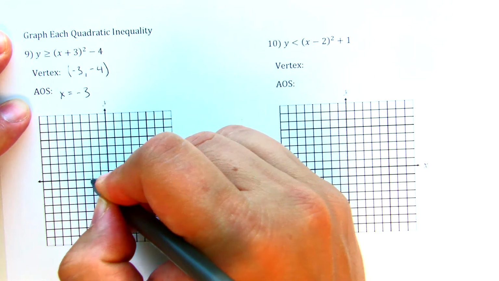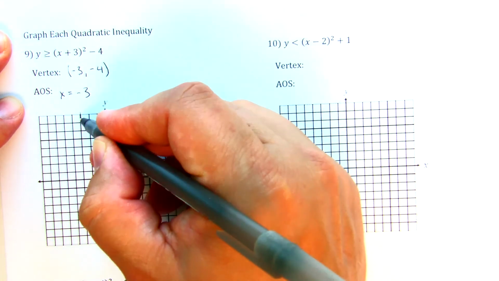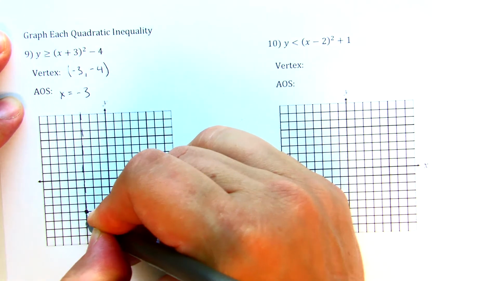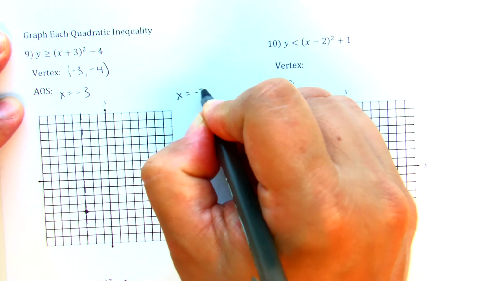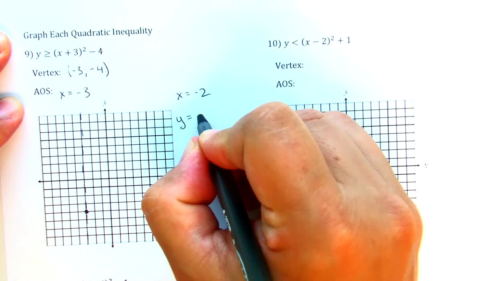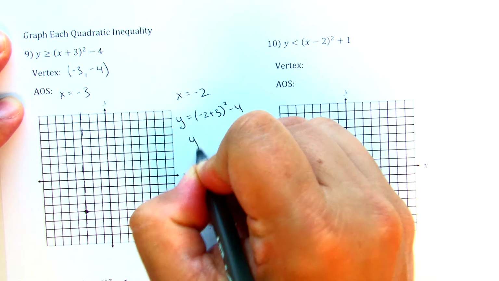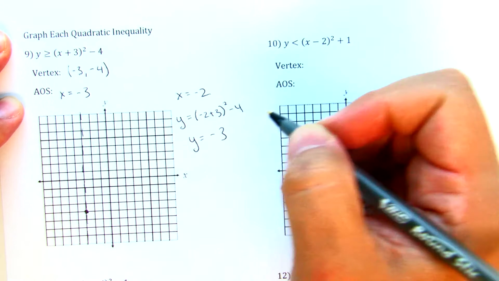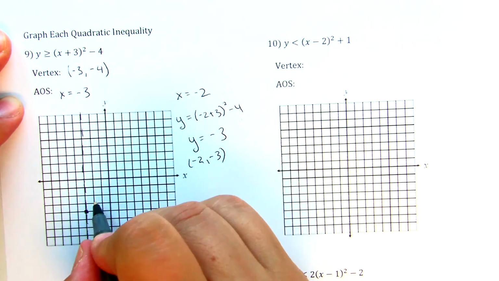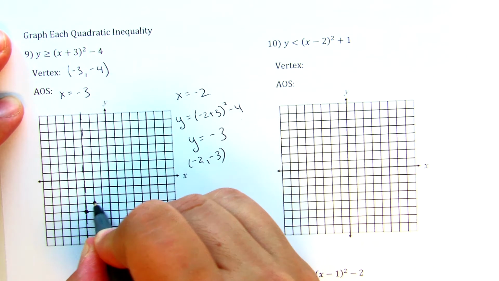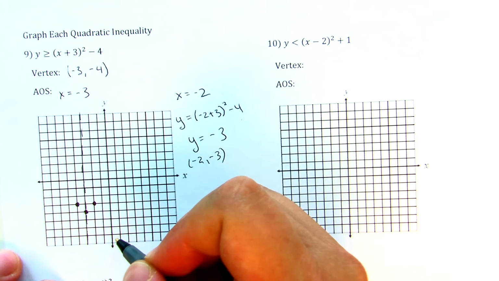So, (-3, -4), there's my vertex. Here's my axis of symmetry. If I want to get one more point to the right, I'll go one to the right to x equals -2. My y value will be (-2 + 3) squared minus 4, which is 1 minus 4, is -3. So that means there's a point at (-2, -3). Alright, so (-2, -3), that's right here. Axis of symmetry tells me that there's another point on the other side. Okay, so I've got my points.